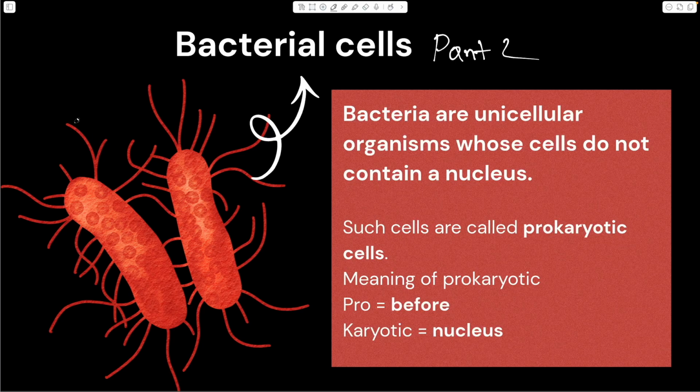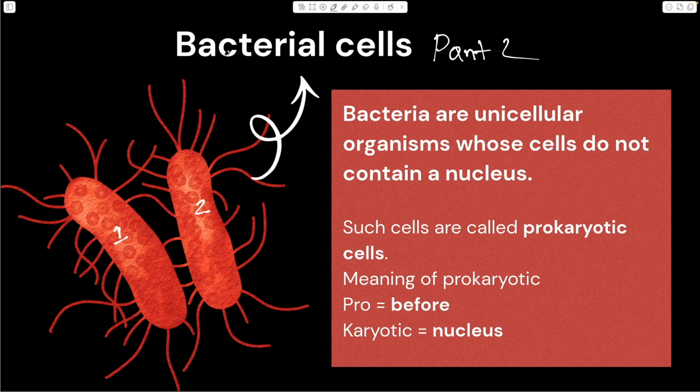As you can see, these are bacterial cells. What is the definition of a bacterial cell? Bacterial cells are unicellular, meaning they are not found in multicellular form, they always exist in unicellular form, and the cell does not contain any nucleus.